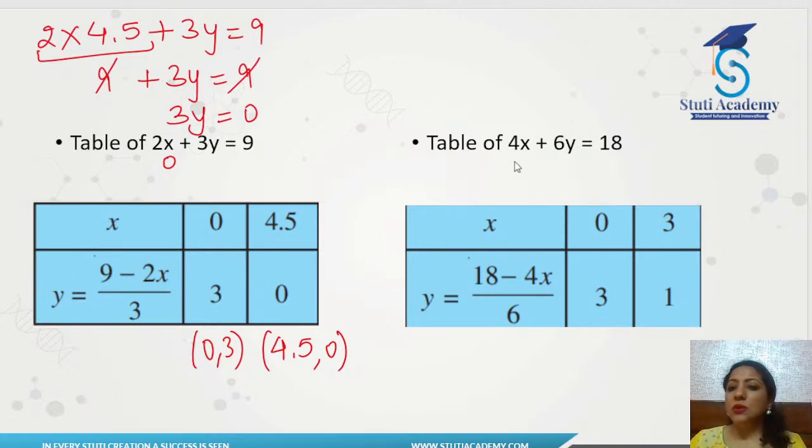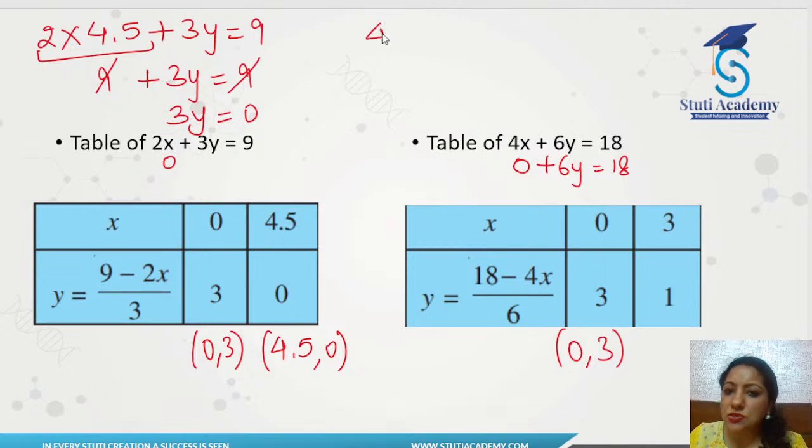So if we put x is equal to 0, you're going to get 0 here. 0 into 4 is 0. So you will get 6y is equal to 18. Finally, y is 3. So this (0, 3) is one coordinate which we are going to plot on the graph. You're going to plot on the same graph where you've already done this work. Now let's take x as 3.